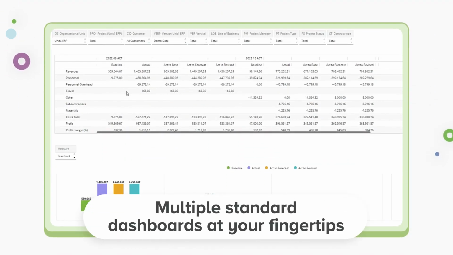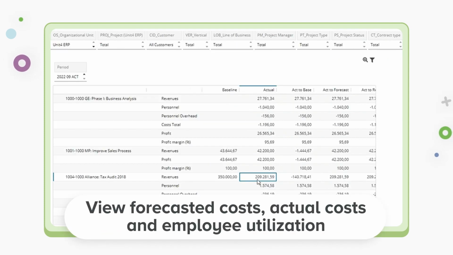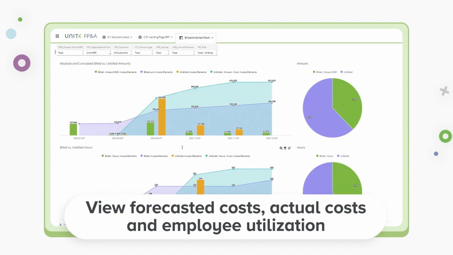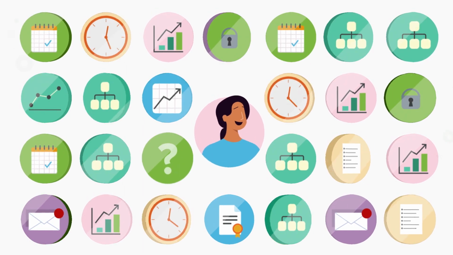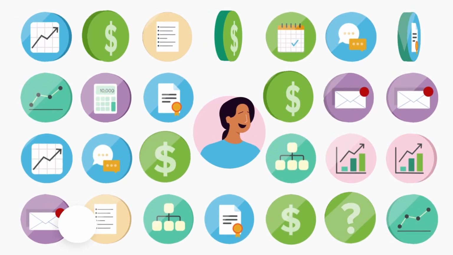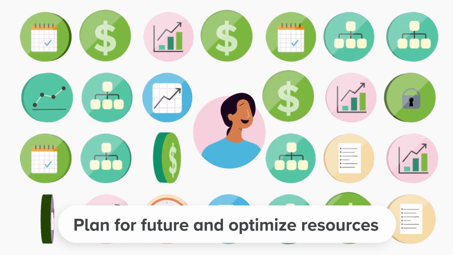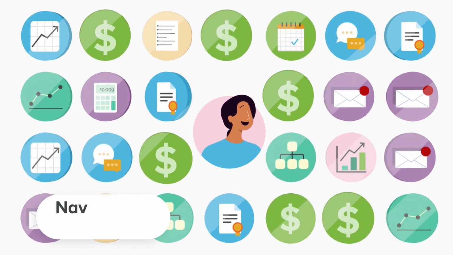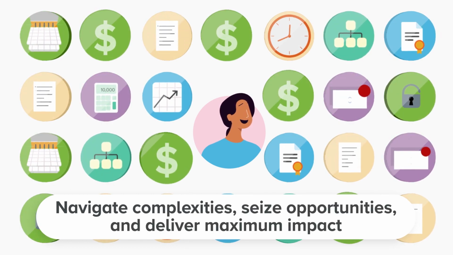With multiple standard dashboards at your fingertips, you can view several KPIs, such as forecasted costs, actual costs, and employee utilization of a project or mission. By embracing the capabilities of our ERP software solution, you'll have the ability to plan for the future, optimize resources, and allocate funds strategically, all to help navigate complexities, seize opportunities, and deliver maximum impact.